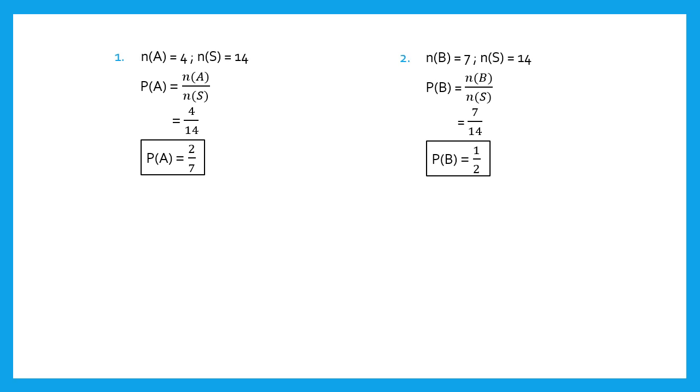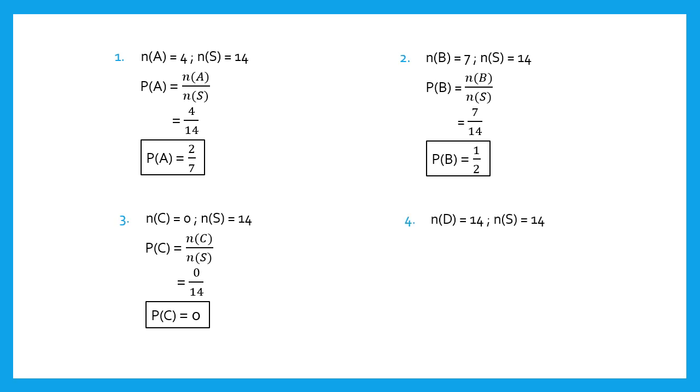Next, N of C is equal to 0 and N of S is equal to 14. Write the formula. P of C is equal to N of C upon N of S. Put the values. So we'll get P of C is equal to 0 upon 14. 0 upon 14 is nothing but equal to 0. So we get P of C is equal to 0.